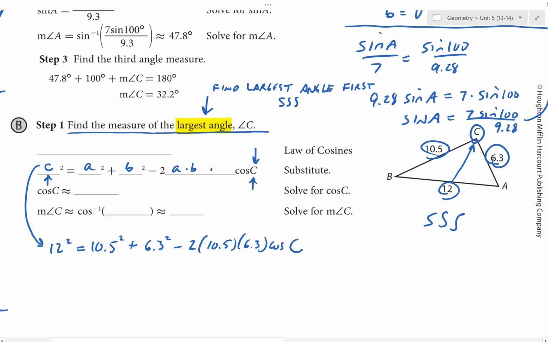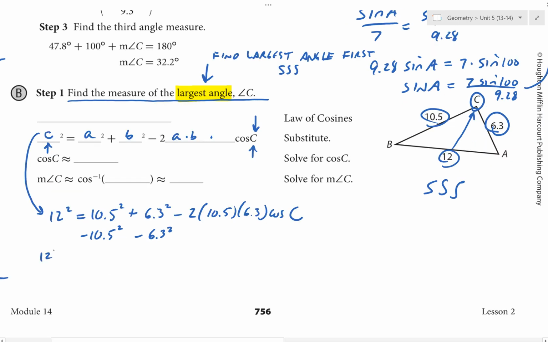Now this time our unknown is an angle, so we have to solve for angle C. And the algebra is a little bit tricky here, so we have to be really careful on the rules of algebra. We don't want to make a mistake of dividing by all this stuff or subtracting all this stuff. That would not work. We have to do it in algebraic steps. And so what we can do first is subtract 10.5 squared and subtract 6.3 squared. And so we're going to have 12 squared minus 10.5 squared minus 6.3 squared equals negative 2 times 10.5 times 6.3 cosine of C.